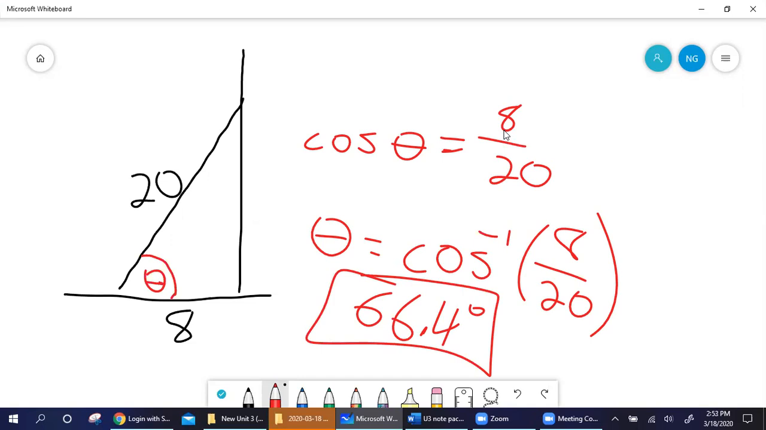Okay, that concludes the 4.3 and 4.8 sections, kind of morphed into one, notes.